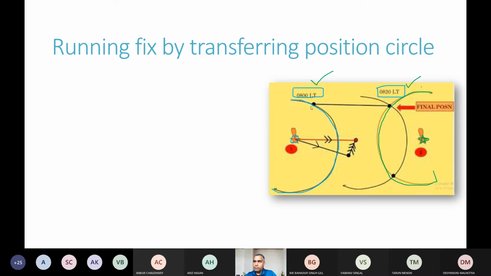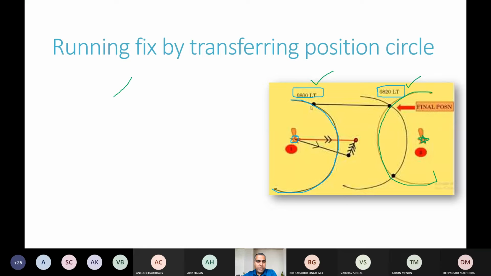Now, most of the time, we are interested in our latest position. So we bring the previous circle to the latest time. So in this case, 0800 circle needs to be transferred to 0820. Now, how do we transfer a position circle? Transferring a position line is very simple.